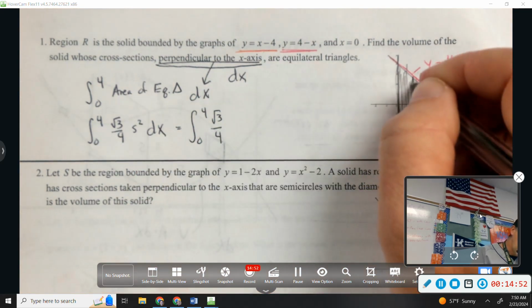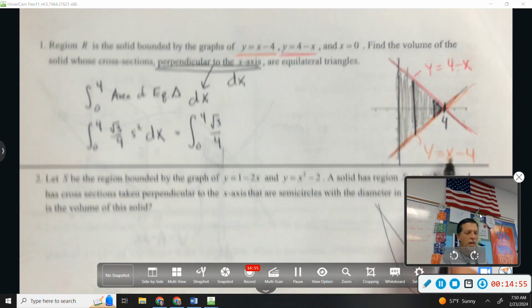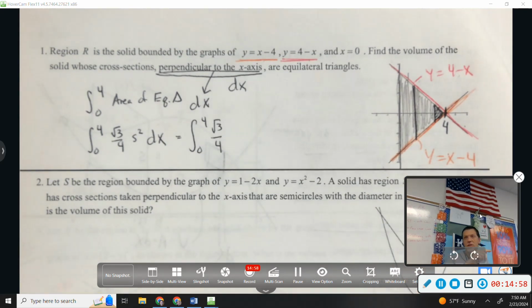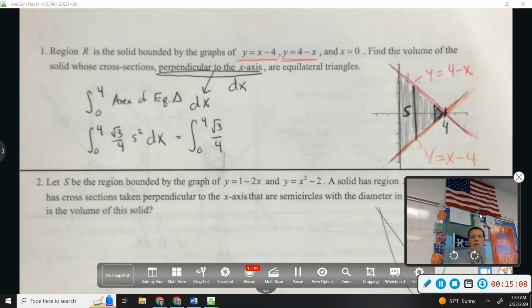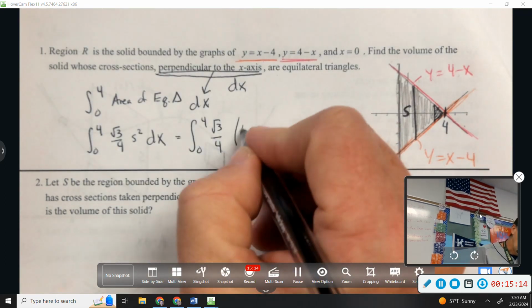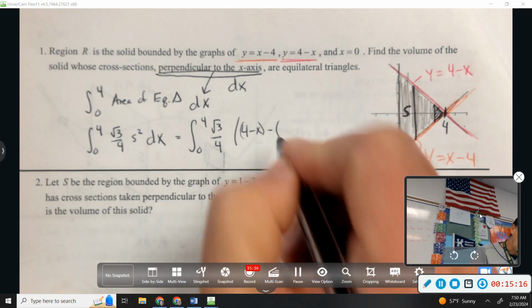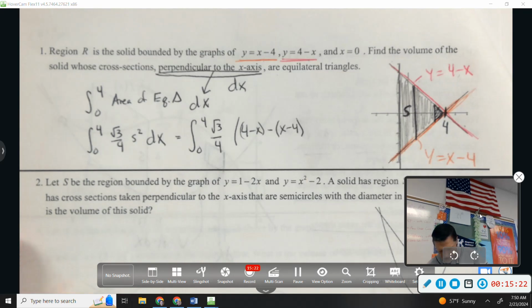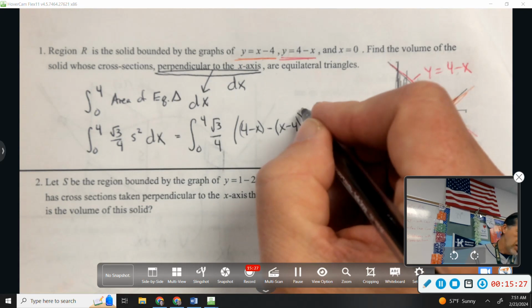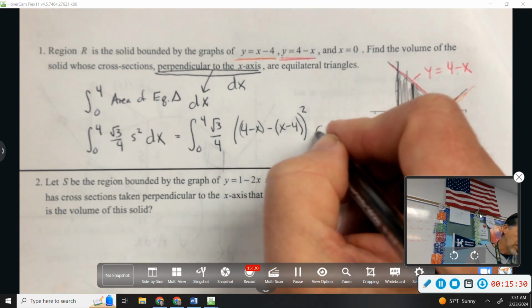All right, when it comes to drawing these, some people like to draw the shape coming out of the page. Other people are like, I can't do that, that's just too crazy. And so they'll just draw and label s, and that's good enough usually. Let's see, s would be top minus bottom. So that's 4 minus x minus (x minus 4). Please be careful with the parentheses and the minus signs. A bunch of people missed that on the pre-cal test yesterday. And then all of that squared dx.